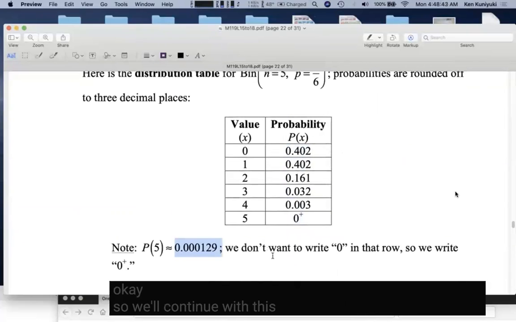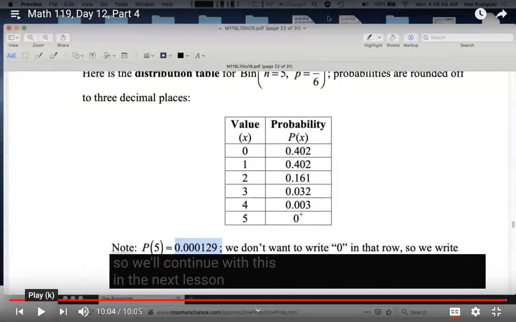Okay, so we'll continue with this in the next lesson. Any questions thus far? That's the probability distribution table that applies to all these examples with binomial, N equals 5, P equals 1/6. For dice, for cooties, the medical example, for testing, they all correspond to this table. So many different applications for this table.